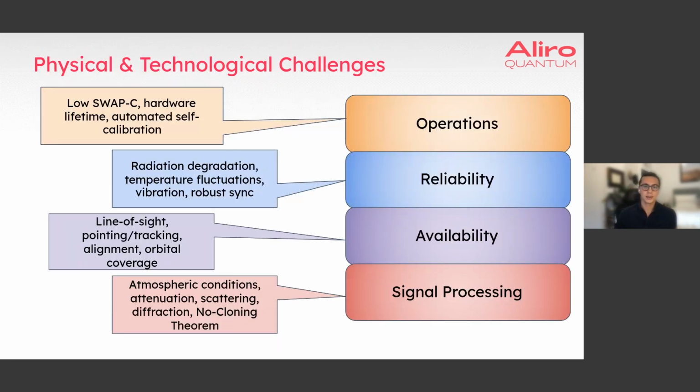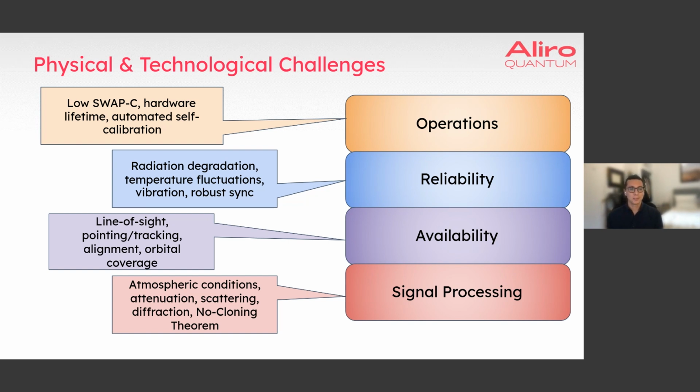So I said it was easy, right? All we have to do is choose our favorite encoding scheme, and we're good to go. No. There are many physical challenges and also technological challenges that we have to consider when deploying a quantum-enabled satellite. On this slide, I've categorized the challenges. So we need our system to be operational, right?